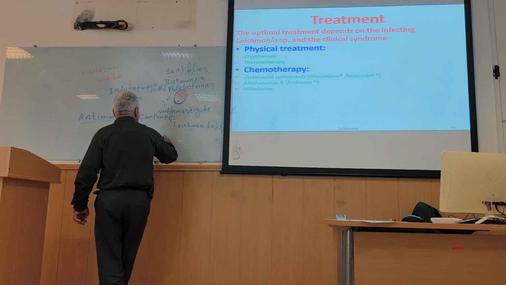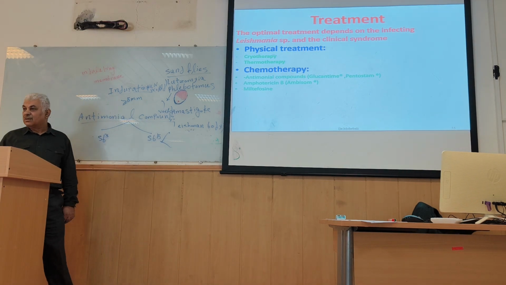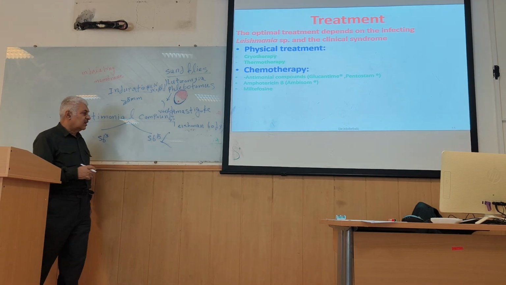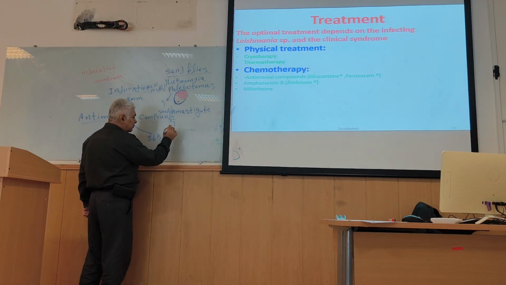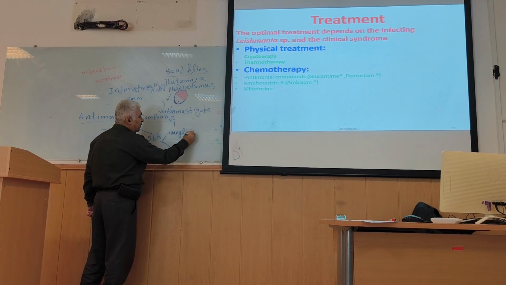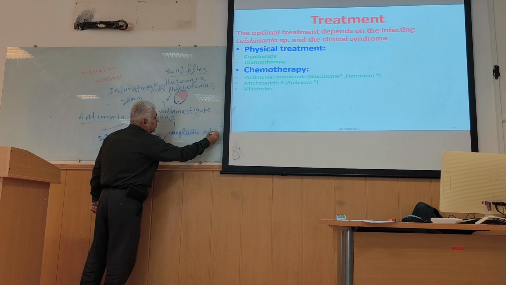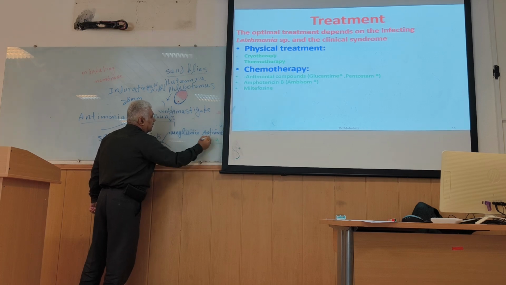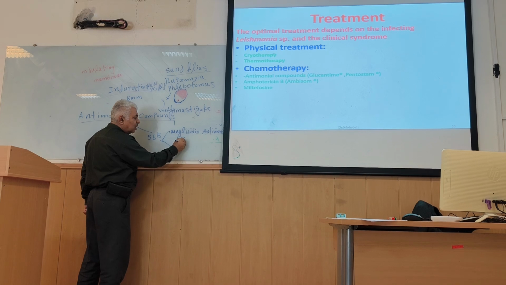We have two drugs of pentavalent antimonial compound. The first drug is meglumine antimoniate. The trade name of meglumine antimoniate is Glucantime.